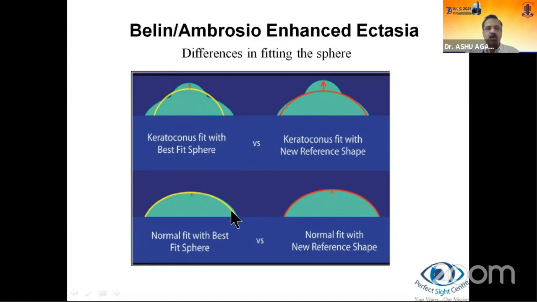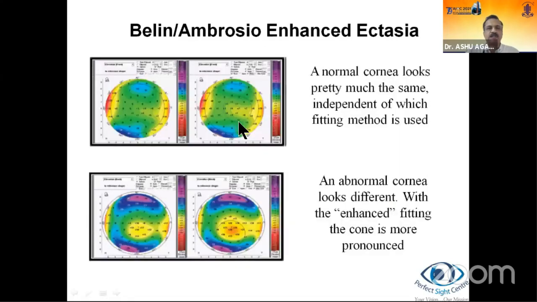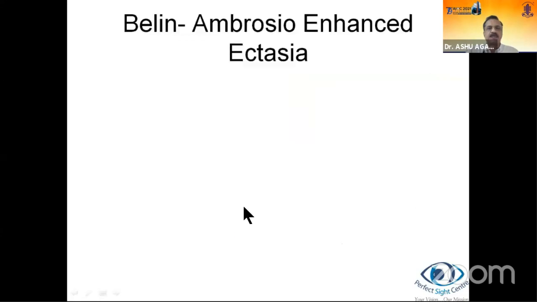In contrast, in a normal cornea, this is the best fit sphere. Even if you remove the central 4 mm on the thinnest spot, the map would remain essentially the same, and there would be no difference. So this is what happens. In the best fit sphere, when it is compared, this is what you see here.